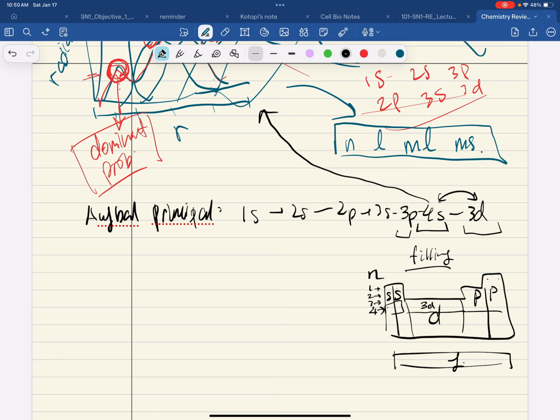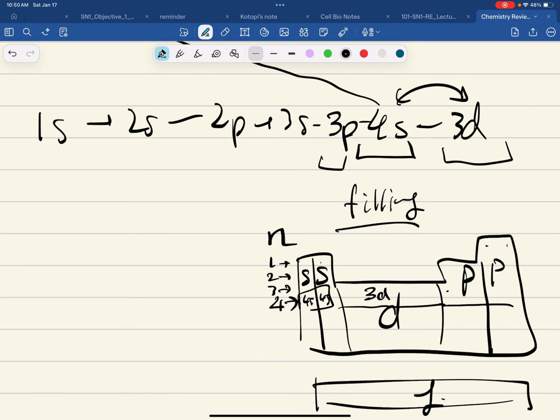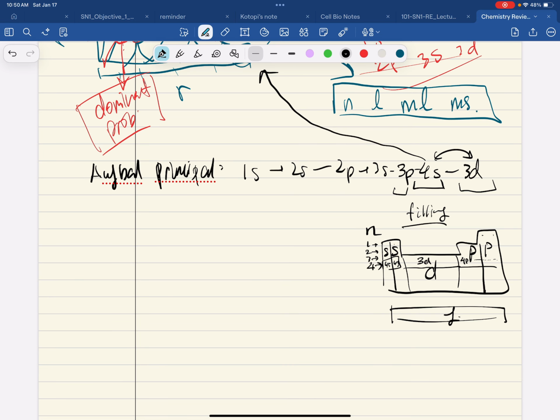So the filling order is 4s here, then a 3d here, and then 4p, and there's 6 p's, because p's are 3 ml numbers. And then after that, the filling order is 4s and then 3d, but when we take electrons out, we actually take out 4s first, and then we take out 3d.